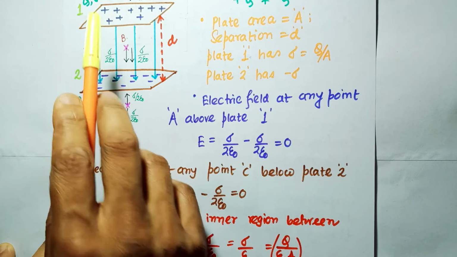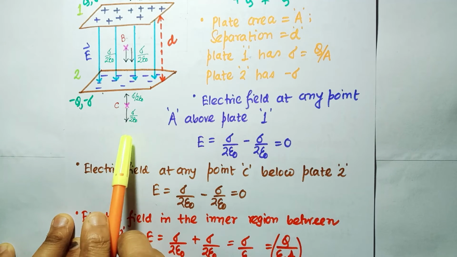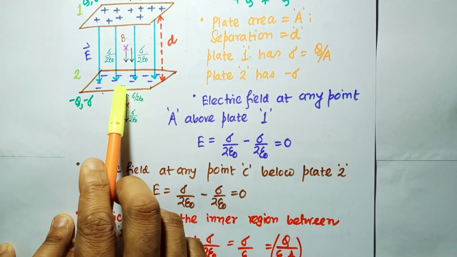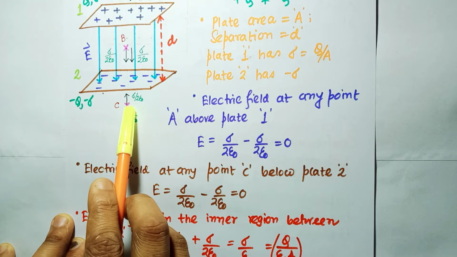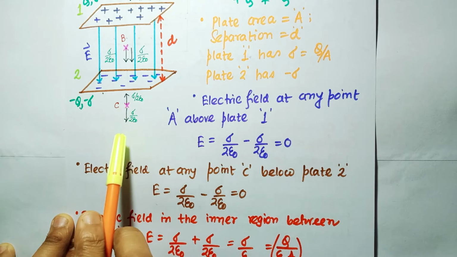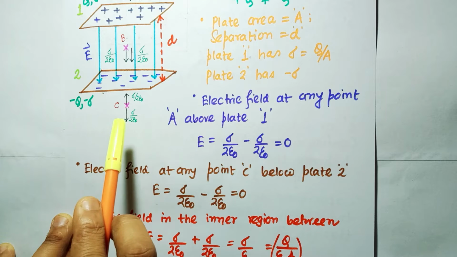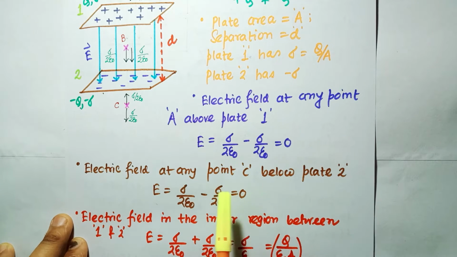Similarly, for the point C, for plate number 1 the electric field is acting in the downward direction, and for plate number 2 the electric field is acting towards it. So the electric field for the point C is similarly 0. The electric field at any point C below the plate is E equal to sigma by twice epsilon naught minus sigma by twice epsilon naught, which is equal to 0.